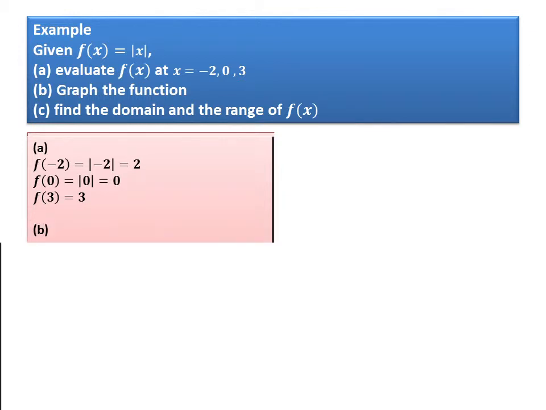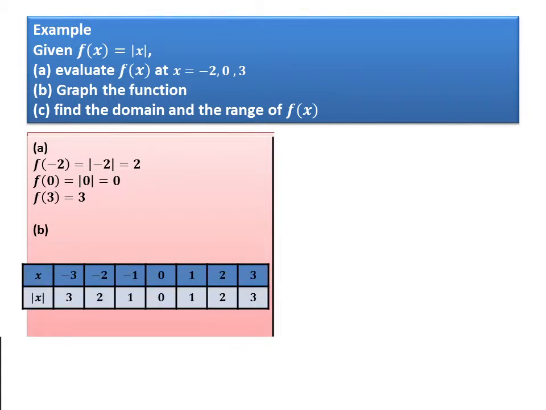We go to part B of the question to graph the function. Again, we make a table from minus 3 to 3. Say you can do it from minus 5 to 5, or from minus 4 to 5. It's all up to you. And then we evaluate the corresponding values of f of x. What's the absolute value of minus 3? 3. Absolute value of minus 2? It's 2. Absolute value of minus 1? It's 1. Absolute value of 0? This is 0. Absolute value of 1 is 1. Absolute value of 2? It's 2. Absolute value of 3? It's 3.